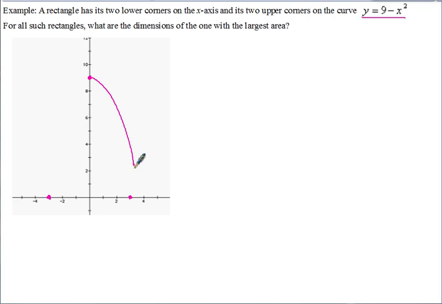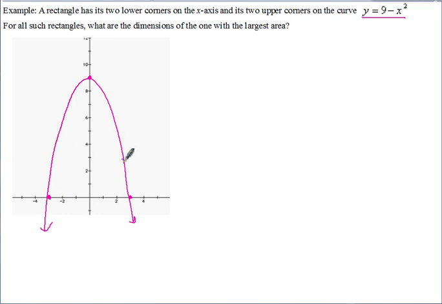Oops. Go ahead and graph our problem. It goes through those. All right. That's not as symmetrical as it actually is. Let me try and draw that second part a little bit better. There. And it says we've got a rectangle that has its 2 lower corners on the x-axis and 2 upper corners on the curve y equals 9 minus x squared. So the 2 lower corners are here, the 2 upper corners on the curve.